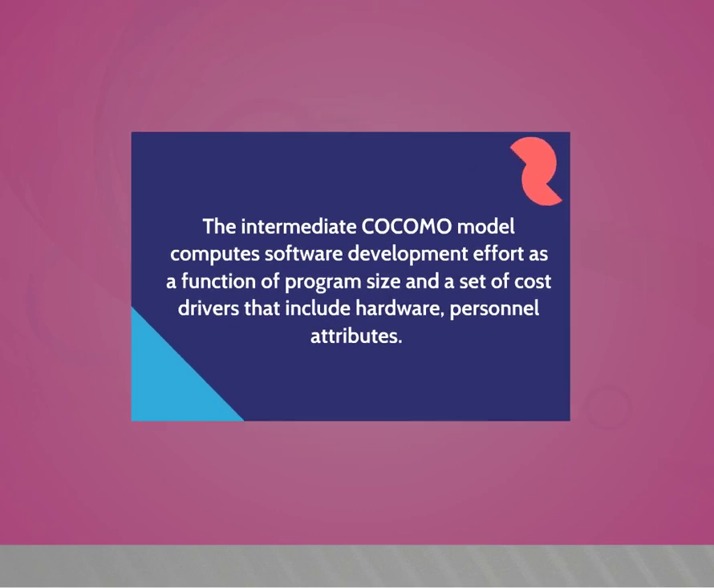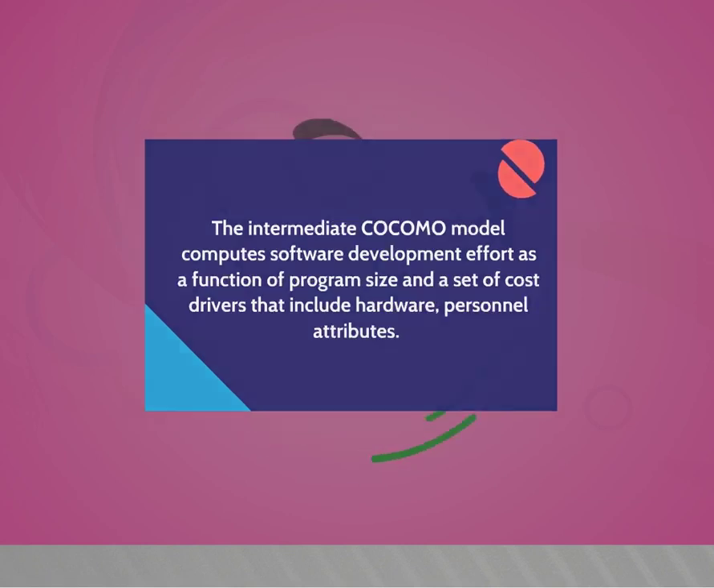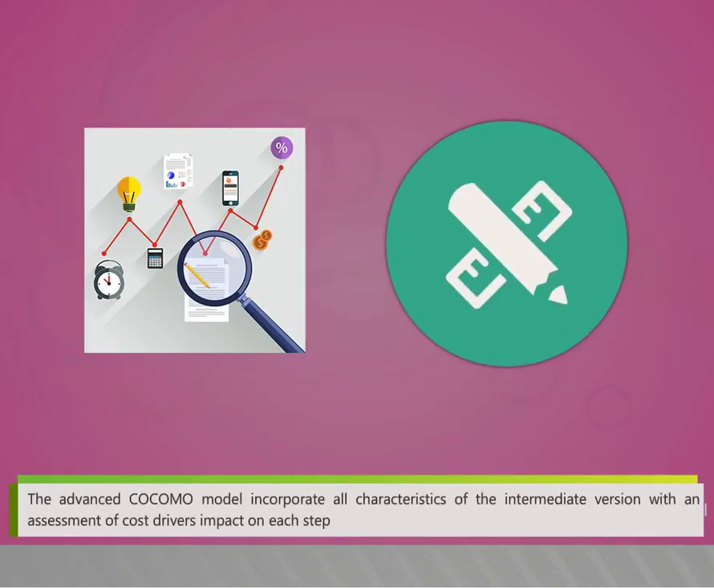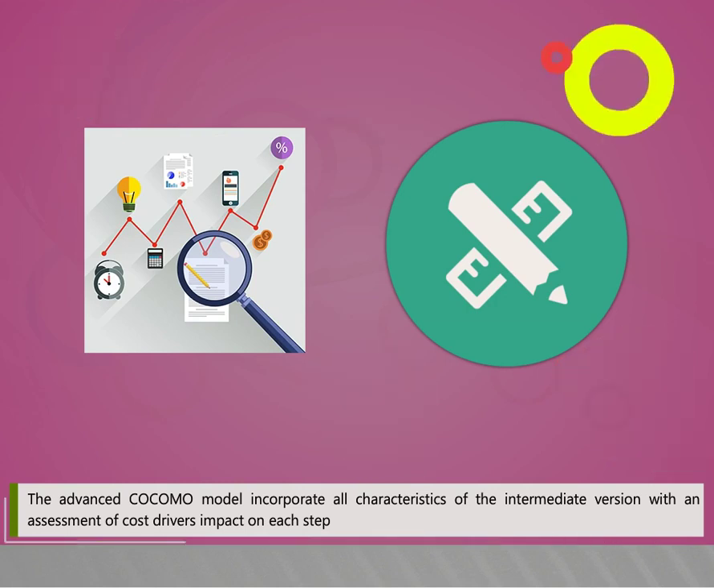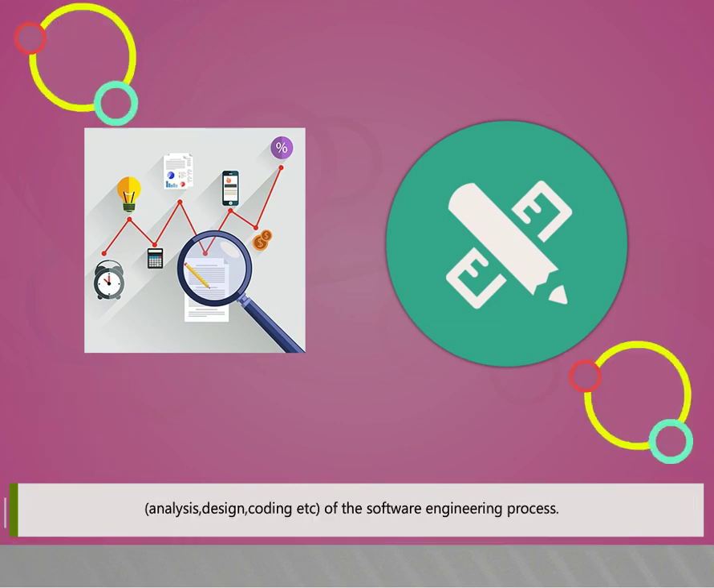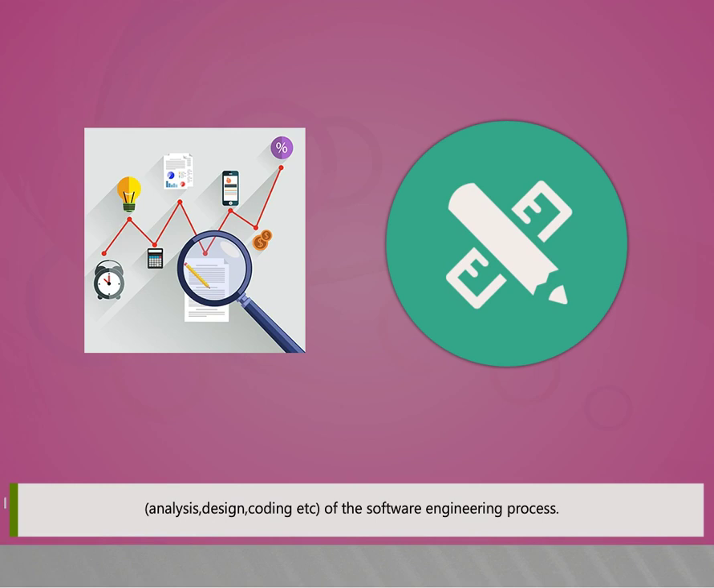The Intermediate COCOMO model computes software development effort as a function of program size and a set of cost drivers that include hardware and personnel attributes. The Advanced COCOMO model incorporates all characteristics of the intermediate version with an assessment of cost drivers' impact on each step, that is analysis, design, coding, etc. of the software engineering process.